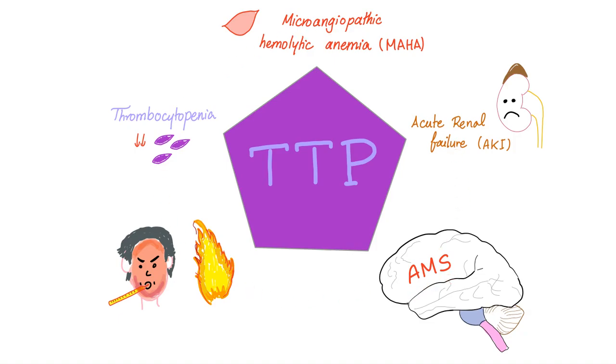By the way, you don't have to wait until you find 5 stigmata in the patient before you make the diagnosis. If you find microangiopathic hemolytic anemia, thrombocytopenia, fever, and some neurological symptoms, you have your diagnosis. Oh, but if there is no acute renal failure yet? Shut up, it doesn't matter.